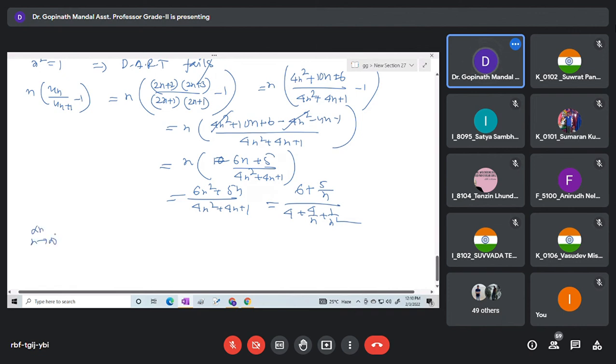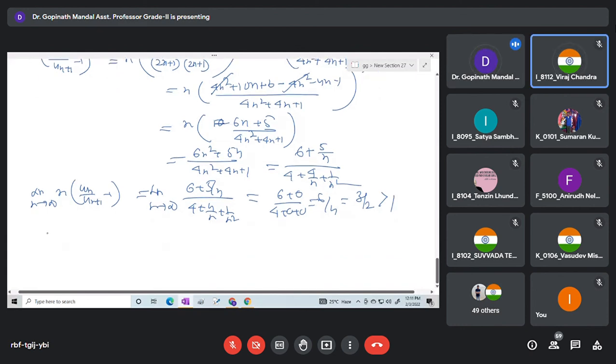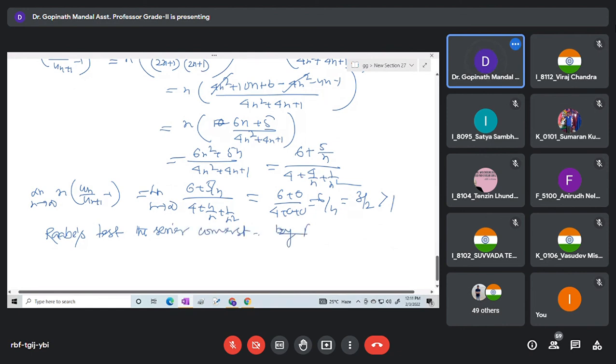Now take the limit of n into (un by un plus 1 minus 1), n tending to infinity, 6 plus 5 by n over 4 plus 4 by n plus 1 by n square. So now the limit is 6 plus 0 by 4 plus 0 plus 0, 6 by 4. That means 3 by 2. That is greater than 1. So the series is convergent by Raabe's test.